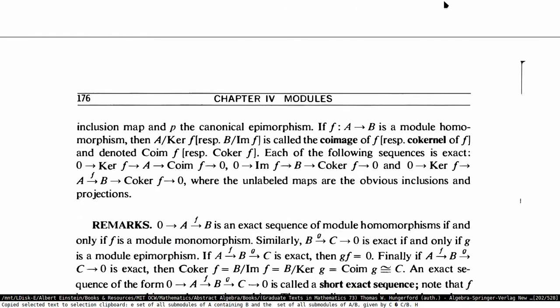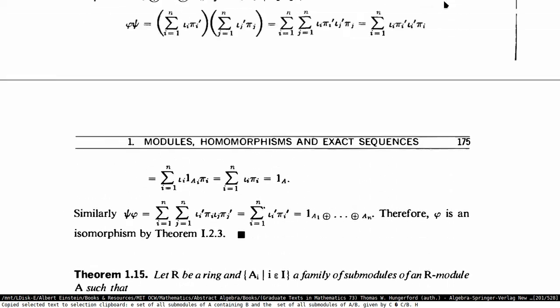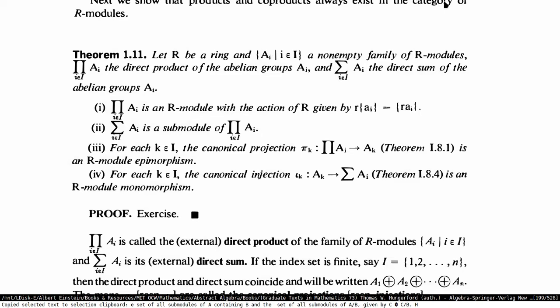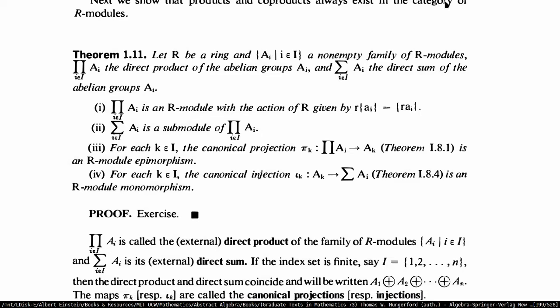Let's see. So, this theorem is an exercise. This is an actual grad book. Everything is an exercise or reference. You have a ring. You have a non-empty family of R modules, that is, these A sub I with the indices I. The direct product of the abelian groups A sub I and the direct sum of the abelian groups A sub I has these things. So remember, we have the direct sum and the direct product from groups. So he's talking about the abelian groups and we're going to consider those.